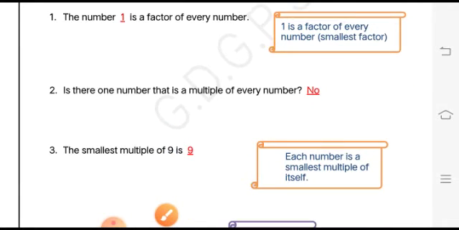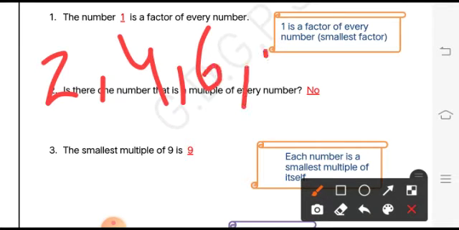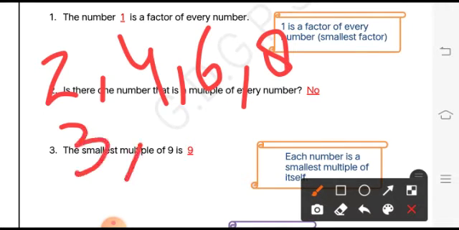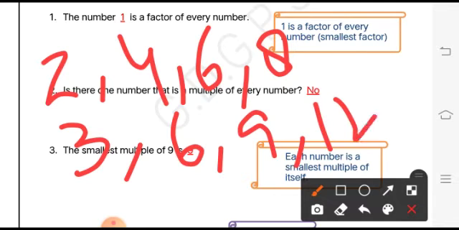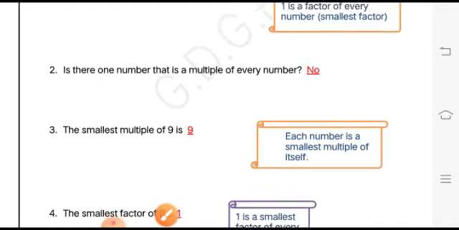Second one is, is there one number that is a multiple of every number? No, every number has its own multiples. Say if we talk of 2, 2, 4, 6, 8, then for 3 we have 3, 6, 9, 12, and so on. For 4 we have 4, 8, 12, and so on. So we observe here that numbers may be common in the list of multiples, but there is no such number which is a multiple of every number. So we write here no for part B.